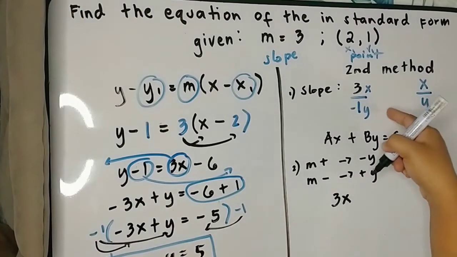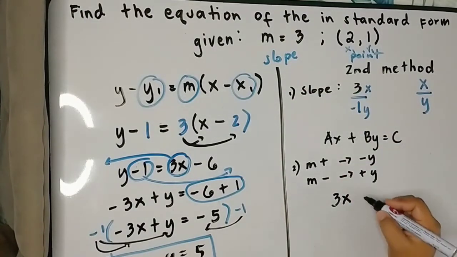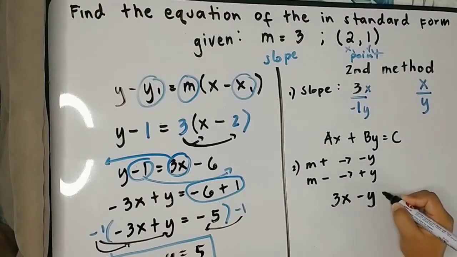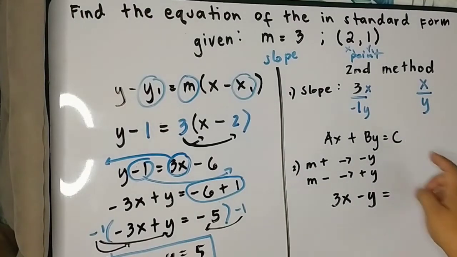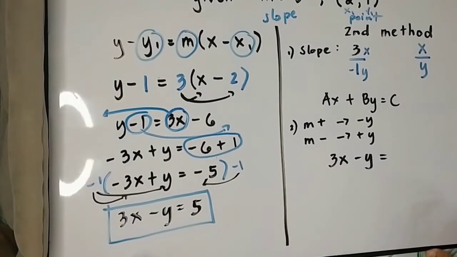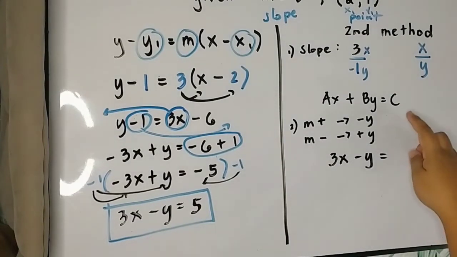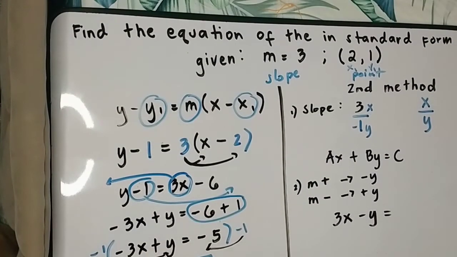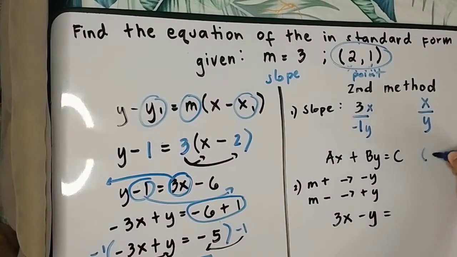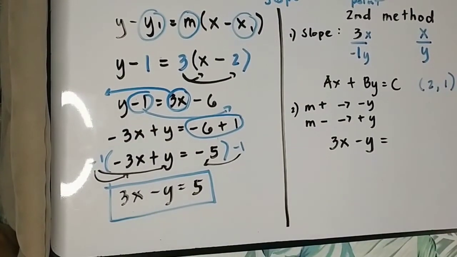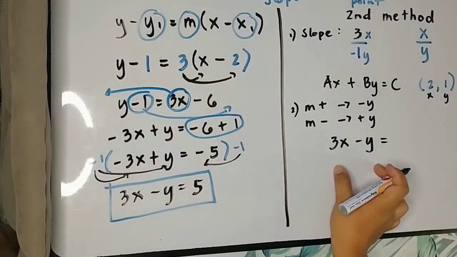Then, di ba dapat again negative si y kasi positive si slope. So, minus y equals, ang kailangan natin ngayon ay si c. So, paano natin mahanap yung value ni c? Para mahanap yung value ni c, okay, gagamitin natin etong coordinates. Diba, ang given na coordinates or point is 2 and 1. Okay? So, now, again, si 2 para sa value ni x, si 1 para kay y. So, substitute lang muna natin dito.